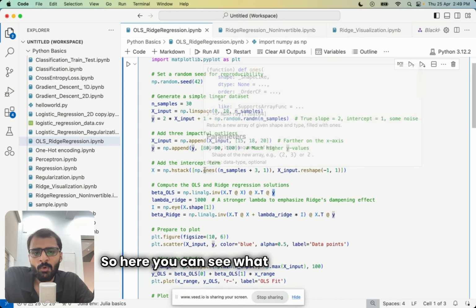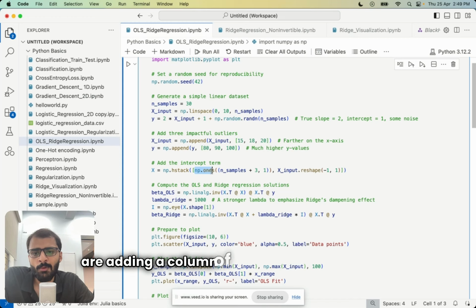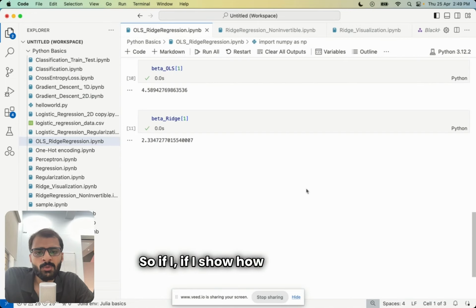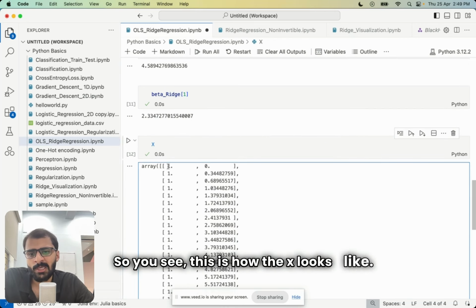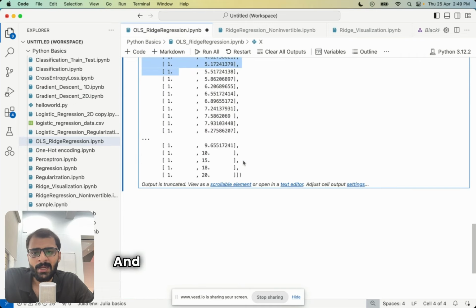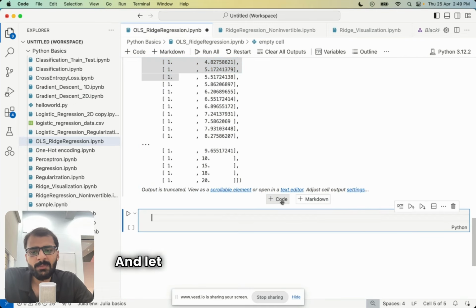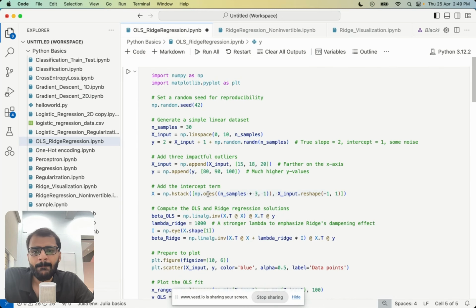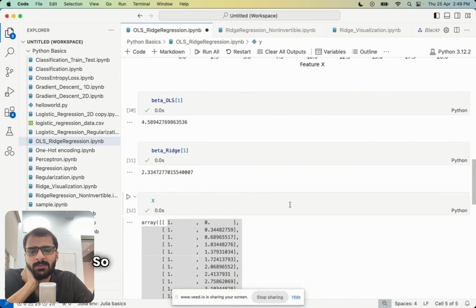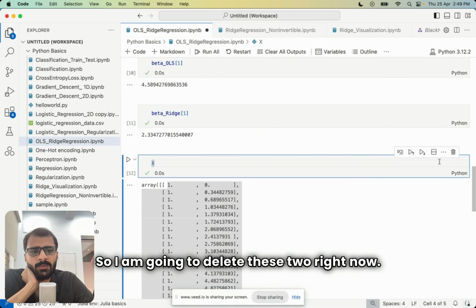So here you can see we are adding a column of ones to the X input. If I type X and show you, this is how the X looks. We have added the one here. And let me show you how Y looks. So this is how the Y matrix looks. Okay, great. Now let us implement. I'm going to delete these two right now.